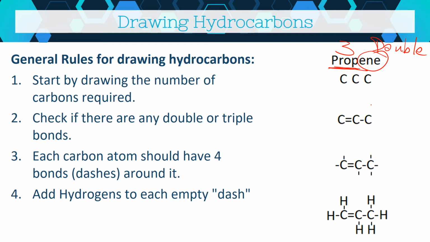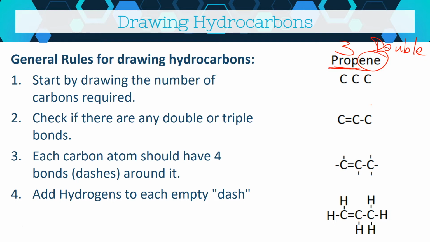Now, carbon cannot have more than 4 lines around it. 4 is its absolute max. And remember, carbon has 4 valence electrons. It wants 8, so it can put 4 more in there to get 8. So it cannot have more than 4 lines or 4 bonds around it.